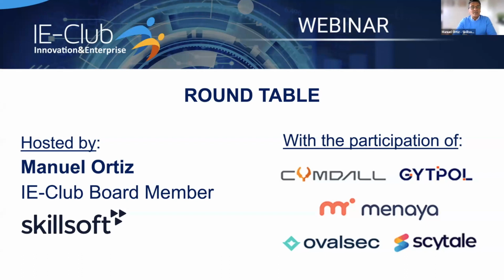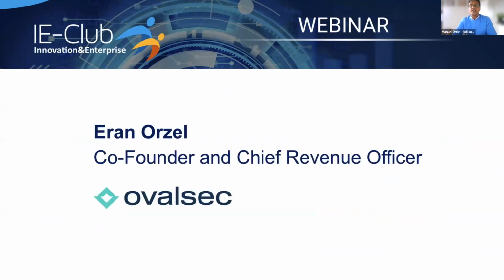So now my first question is for Eran Ozel, co-founder and chief revenue officer of OvalSec. Hello, Eran. Hey, how are you? Fine, thanks. So, Eran, how can a company determine its external attack surface, and what step can be taken to reduce it? So I was thinking maybe I will present first. Yeah, sure.